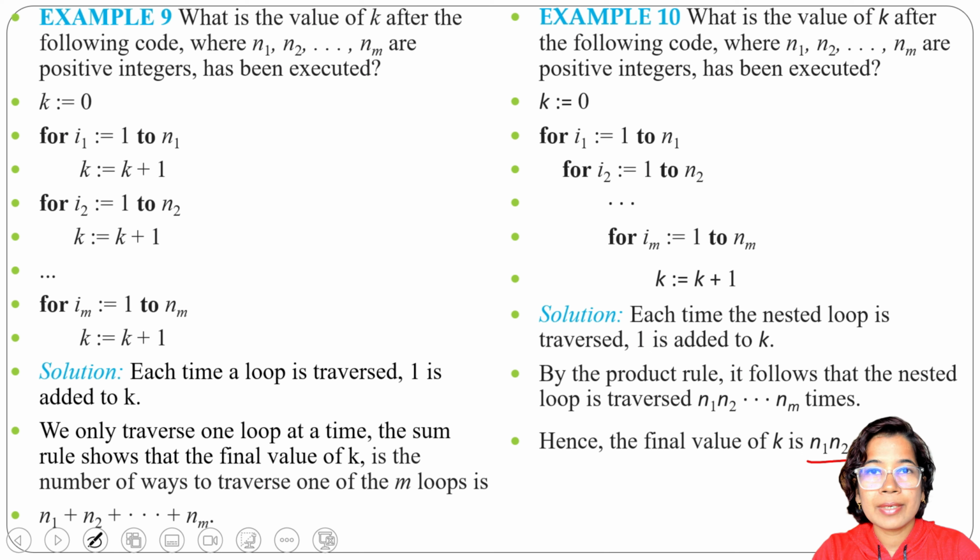So that's the difference between a nested loop and a normal sequence of for loops. In case of a nested loop, the total number of executions is the multiplication of all loops, whereas in case of a sequence of for loops, the total number of executions is the addition of each for loop's execution times. In case of nested for loops, we use the product rule, whereas in case of sequence for loops, we use the sum rule.